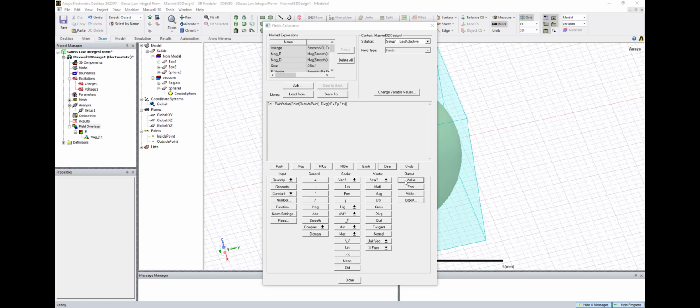So now when I hit the value button of this expression, I know that I am evaluating the divergence of the electric field at this particular point. Sorry, I should say the evaluate button. So now I have a number, and that's exactly what that equals.